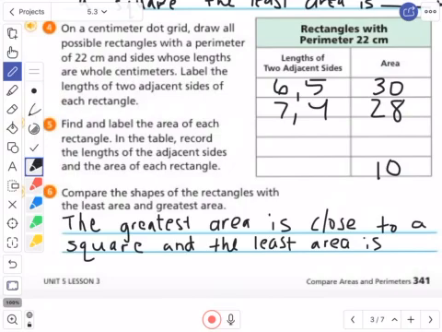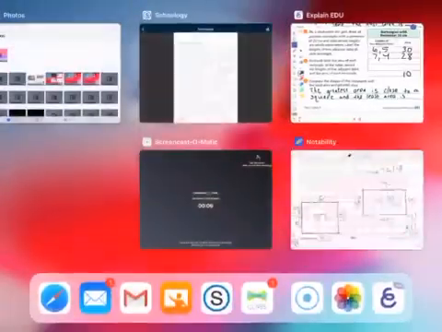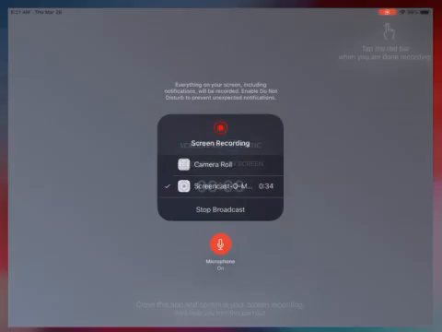How would you describe the least area shape? Okay, have fun and come back to see my thinking.